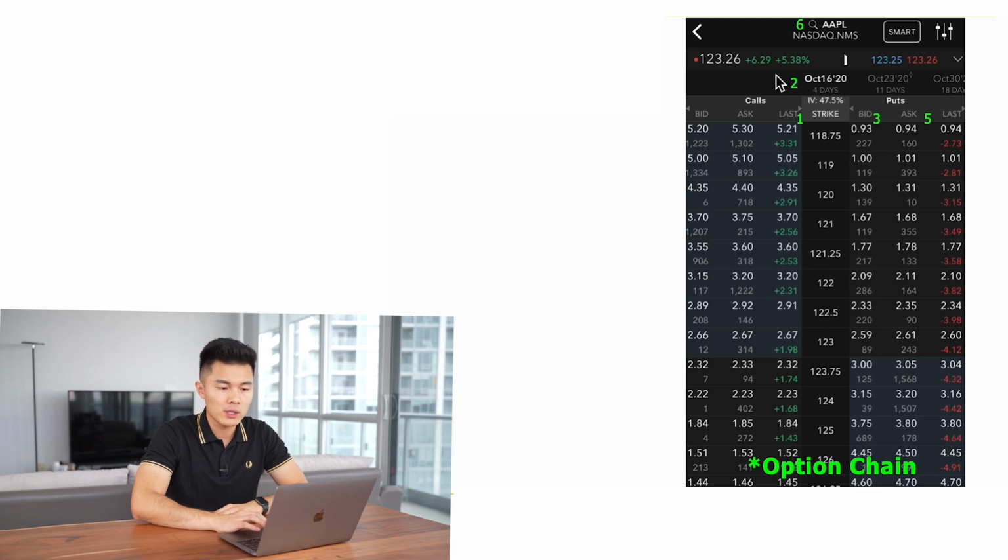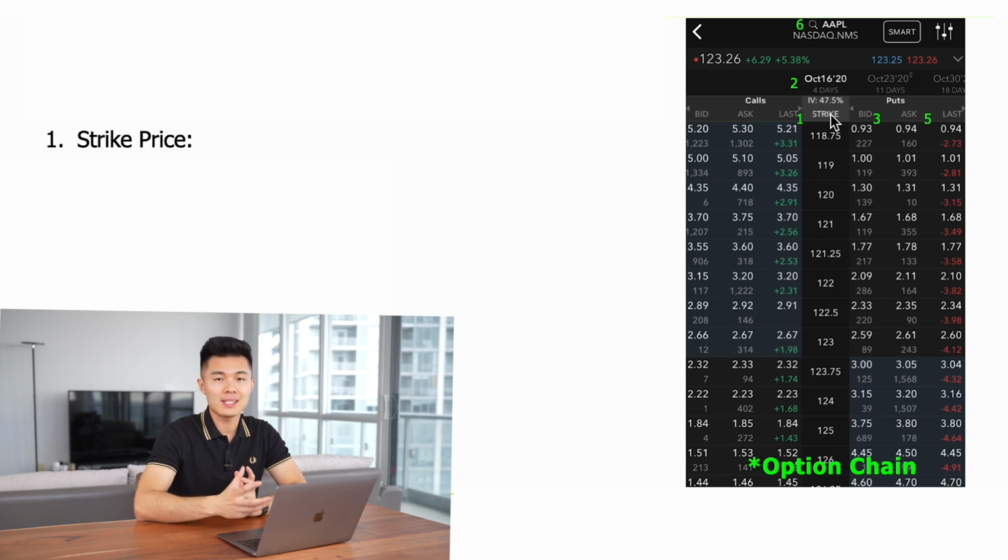So first things first, when you look at the screenshot, at that time, Apple, ticker AAPL, right? The price is about 123.26, and that is the stock price. The number one thing I want to introduce to you guys is the strike price. The strike price is the predetermined price at which you can buy or sell the underlying stock. So in this case, right now the stock price is 123.26. We're looking at strike prices between 118.75 and 126. Okay, so these are the strike prices.